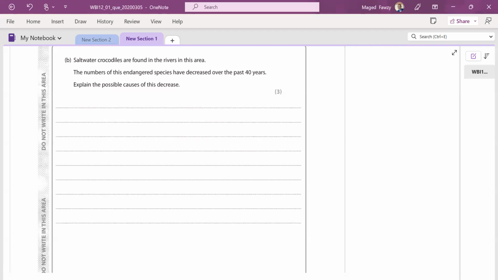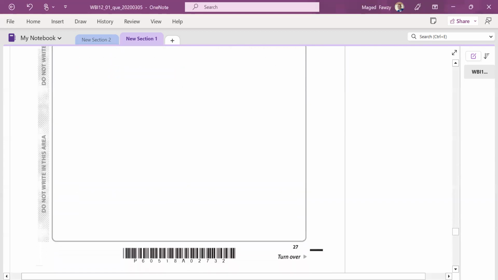Okay, I want the causes of this decrease. The number of endangered species has decreased over the past 40 years. Look at the habitats. Habitat reduction. These are solid reasons, so we got more than the 3 marks.